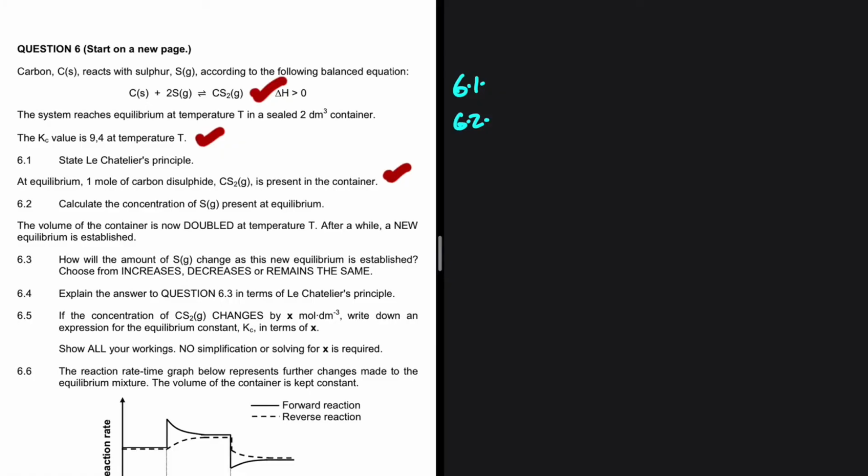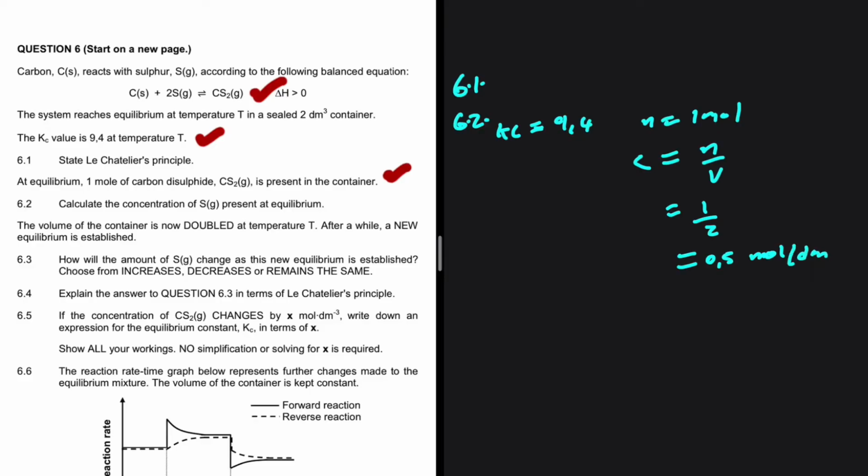What is the information we have? We have the Kc is equal to 9.4. We have the number of moles of CS2 at equilibrium, so the number of moles is 1 mole. But we are given the volume. It is said to be 2 decimeter cube. So we can find the concentration of CS2 at equilibrium. The concentration of CS2 will be equal to the number of moles divided by the volume. This is going to be 1 divided by 2, which is 0.5 moles per decimeter cube.